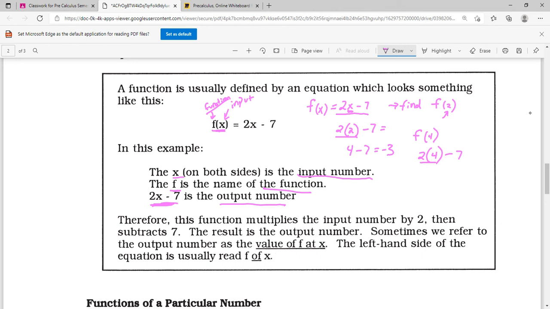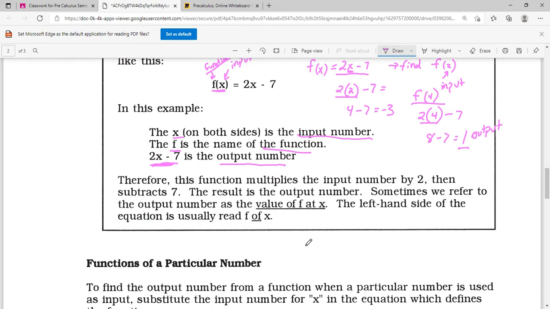Okay, 2 times 4 would be 8, minus 7 equals 1. So f of 4, our input, would equal 1. That would be our output. All right, therefore, this function multiplies the input number by 2, then subtracts 7. The result is the output number.